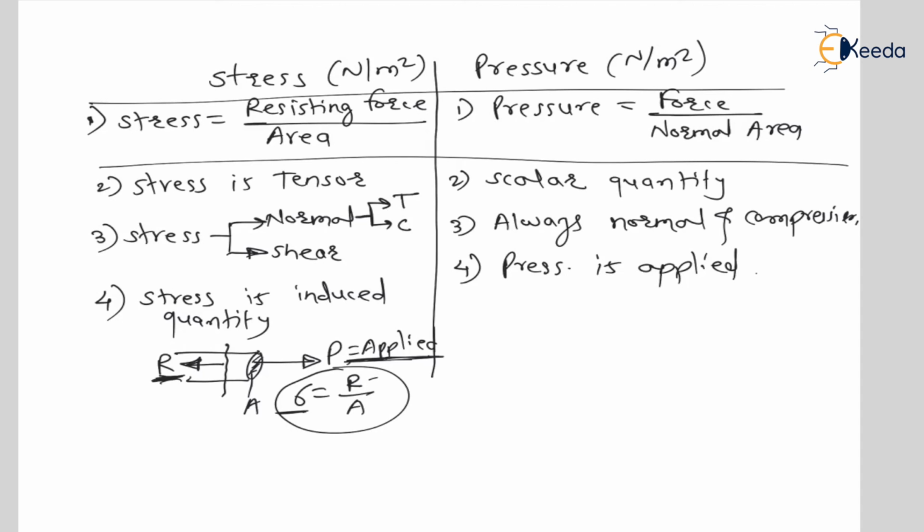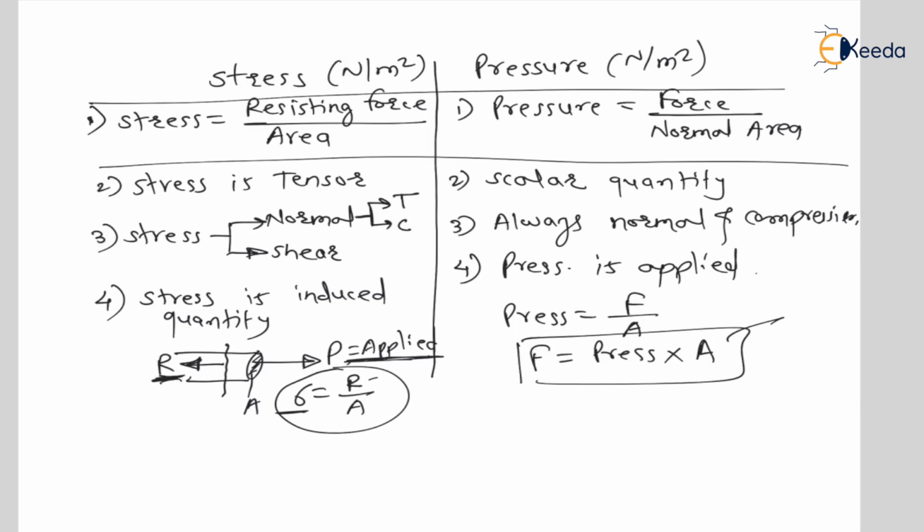Atmospheric pressure means pressure itself is applied on all the elements. Pressure is nothing but force divided by area, and from this we can calculate force. Force is pressure into area. As area changes, force changes but pressure remains the same. Pressure itself is an applied quantity, and if this pressure gets area then there will be a force, and if there is a force there will be a resistance, and if there is a resistance there will be a stress.